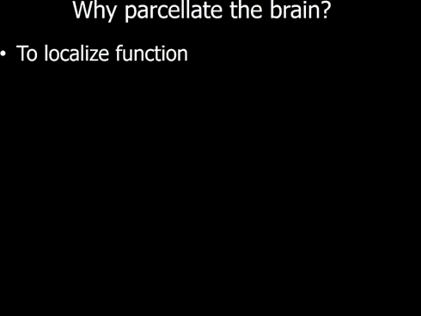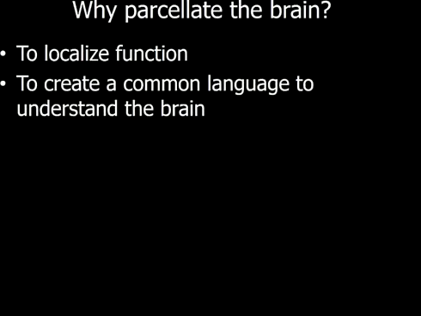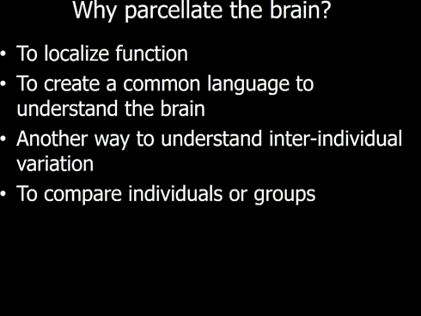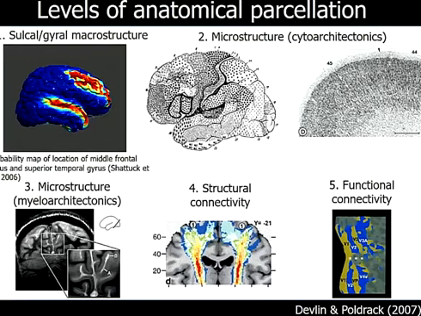So to localize function. This can be to localize function through the parcellation or just have a parcellation in order to put your functional MRI data onto. To create some kind of common language to understand the brain. Obviously, we have some common languages already. This is just another one. Another way to understand individual variation, which I think several people said in different ways. To compare individuals or groups. To compare species. I think we covered all of these already, basically.